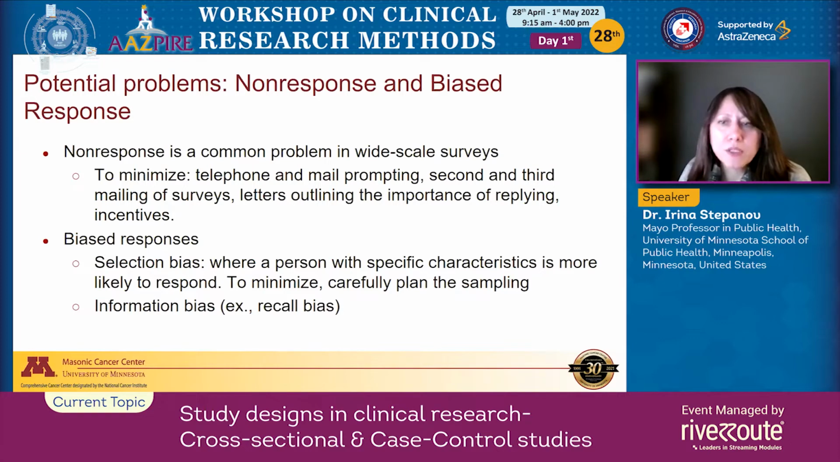And that is when a person is more likely to respond when they have a particular characteristic. And the bias will occur when this characteristic in question is in some way related to the probability of having the outcome. I'll just give you an example.